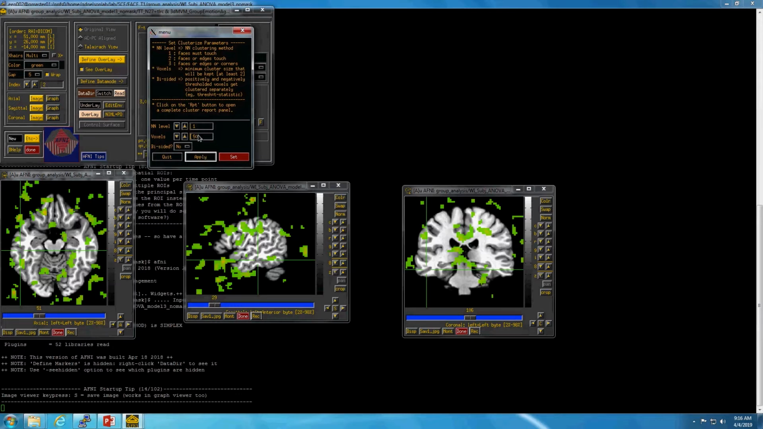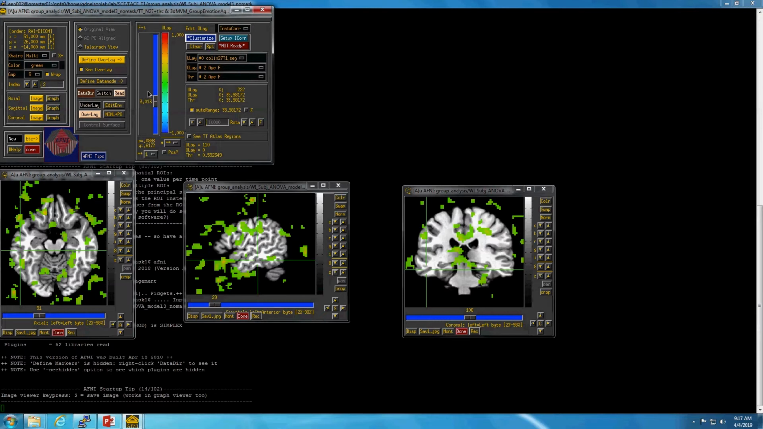Set it to 100. No, actually this is good. And then you can bring this p-value up. It's really kind of slow. But anyway, that's what you get.